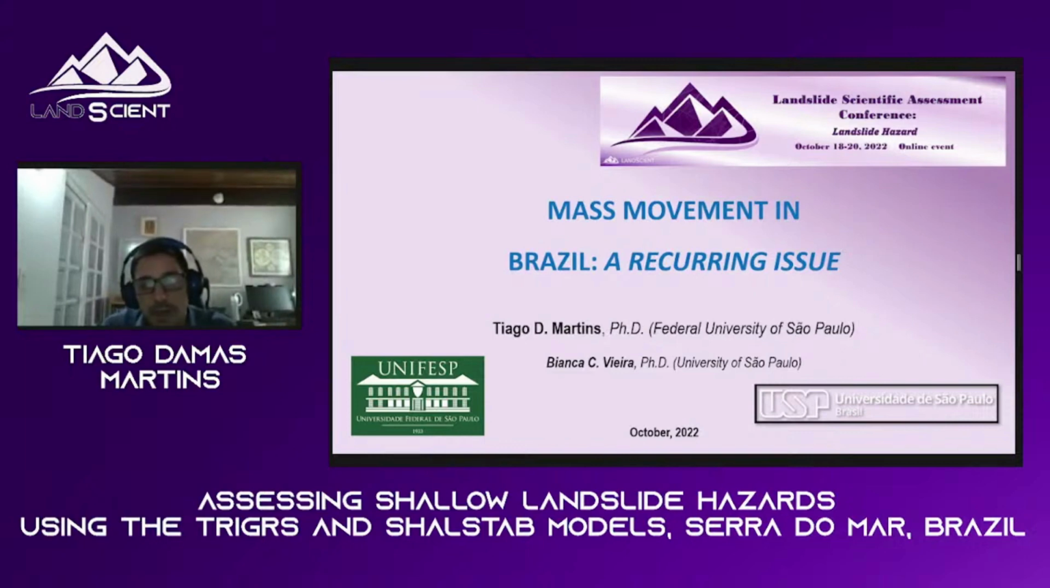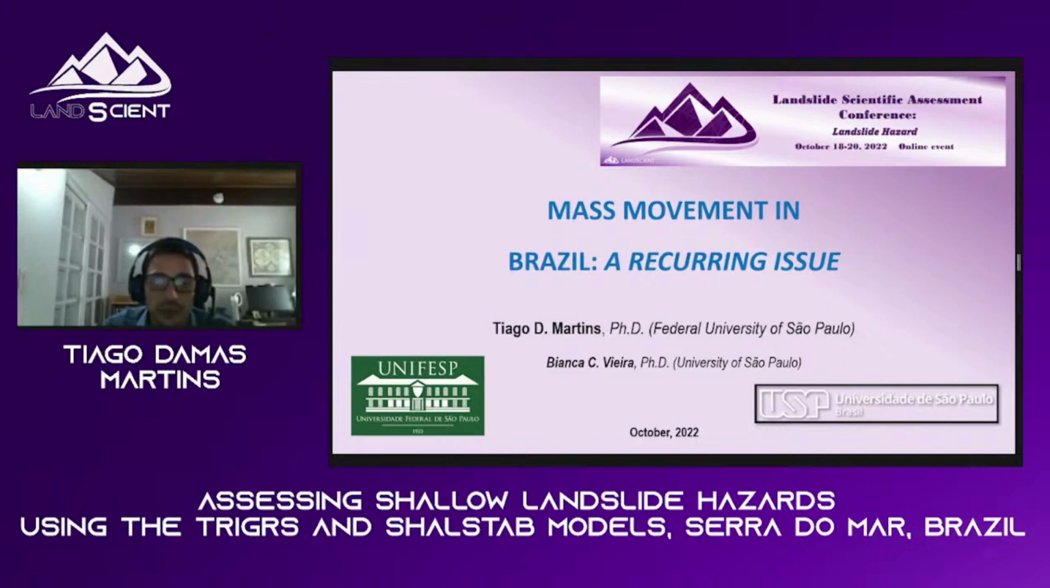And my main research focus is landslide susceptibility mapping using some of the tools that I will present here. This theme caught my attention because Brazil, as the title says, has a recurring problem regarding mass movements all over the country, especially in one of the landforms known here as Serra do Mar, of which I will show some pictures.